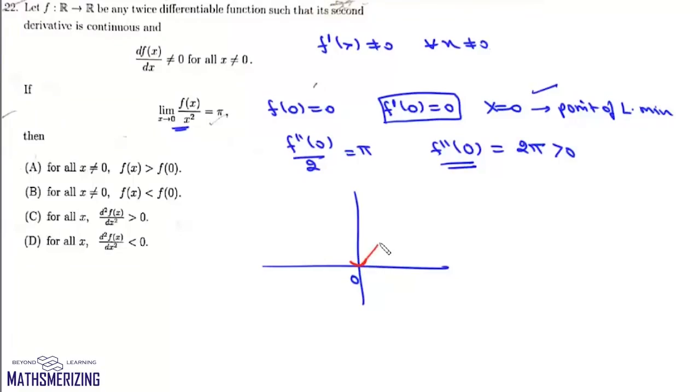Now after x is greater than 0, this function will increase because there is no other critical point. And on the left hand side also, this function will be a decreasing function. This function cannot increase when x is less than 0 because it will contradict our given condition where f'(x) is 0 and f''(x) is positive. So this f(0) is the least possible value of this function. That means f(x) is greater than f(0) for all x unequal to 0, and that's your option A.